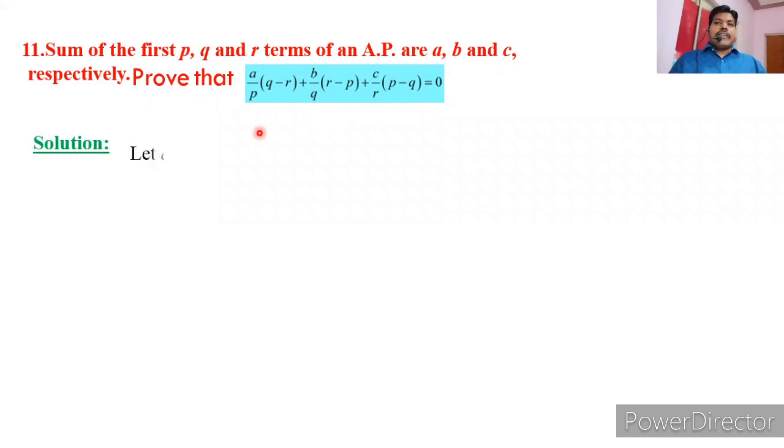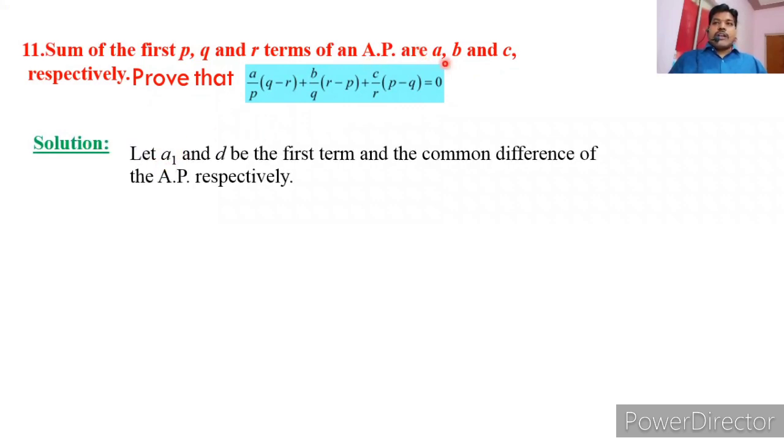First, what is given. Let a1, because in the question they have already given a, so that's why I am taking a1 as the first term and d be the common difference of the arithmetic progression respectively. So I am taking the first term in the arithmetic progression as a1 and the common difference as d. So then what happens here? See that one. Then according to the given question we have, what is the question they are given?